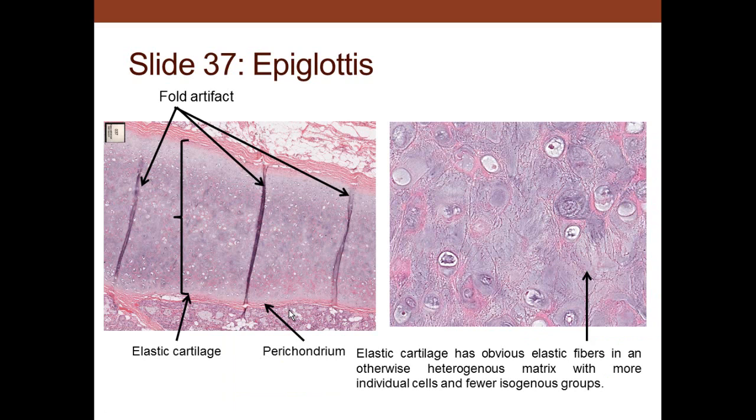The epiglottis gives an example of elastic cartilage. Elastic cartilage is here. We can see the cartilage from here to here, and it does have a perichondrium around it. But elastic cartilage has obvious elastic fibers, and you can see these fibers running through here, which allows it to return to the original shape. Like you can bend your ear, it pops right back.